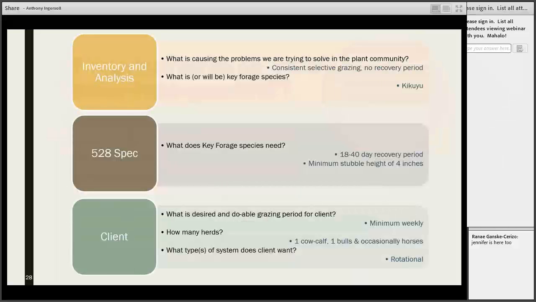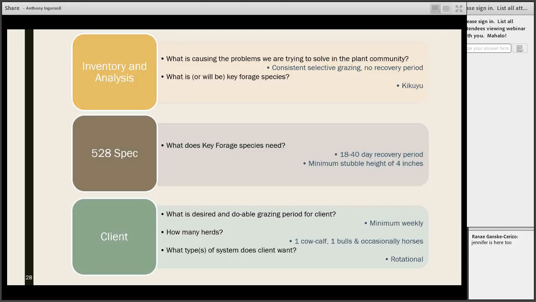So we get a lot of answers from our inventory and analysis, the 528 spec, and the client. So for this example, we want to answer the question of what's causing the problems. We know from our inventory that this consistent selective grazing and no recovery period in this set stock grazing scenario is contributing to the problems that we see in our plant community. What is or will be the key forage species? That one's easy, kikuyu grass.